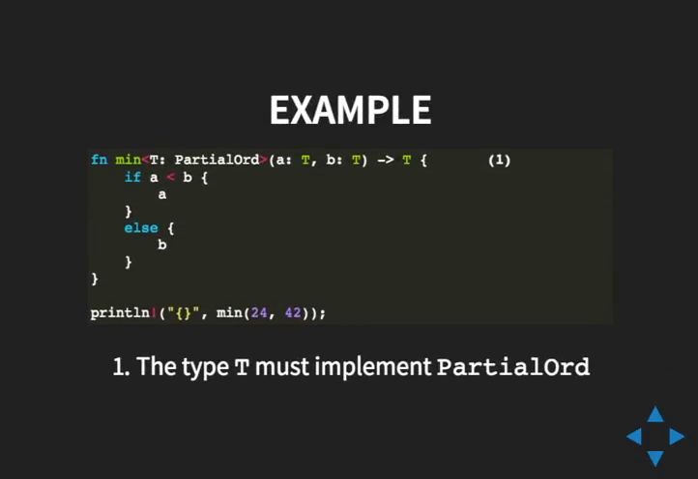So we can do that by adding a trait bound. So after the generic type T, we add a colon and the trait that must be implemented on this type. So only the types that implement this trait can be used as a parameter for this function. So this code compiles.